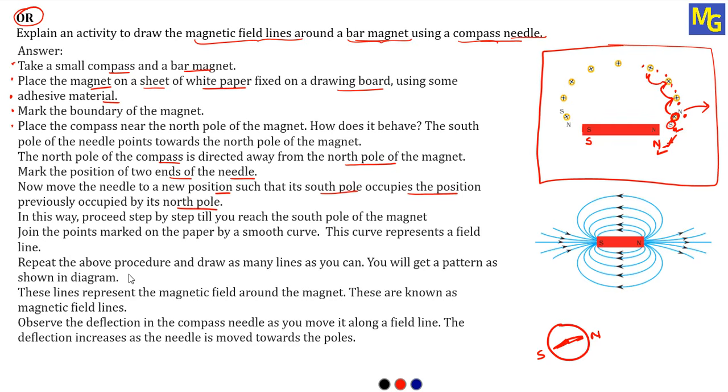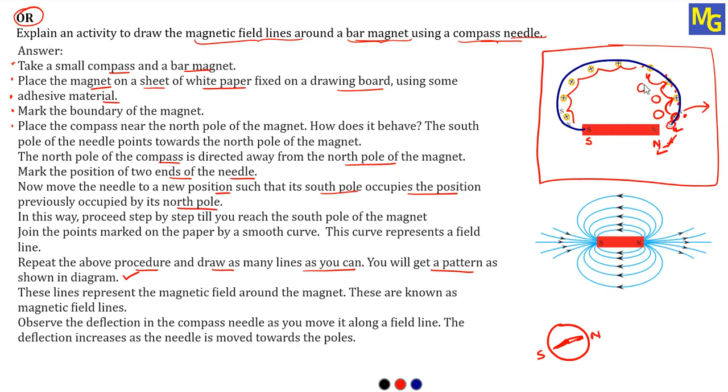Repeat the above procedure and draw as many lines as you can. You will get a pattern as shown in the diagram. Once we move this magnetic compass to new positions, you will get some points, and when you join these points, you will get a smooth curve like this. You can see I have used blue color for this. So like this you will get a line. Now change the position of the magnetic compass needle. Now let me keep it here.